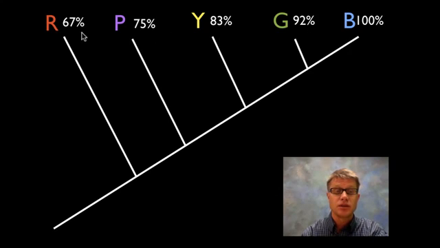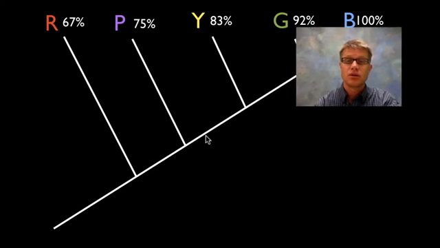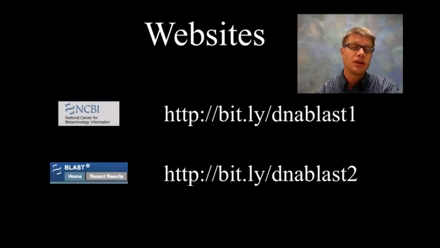In other words, since red is only 67% similar, that means that it diverged from this lineage that eventually goes to the blue. And so when you say that the chimpanzee is 96% the same as the human DNA, what we're looking at is comparing the DNA and saying it's more like that of us than it is like a gorilla or an orangutan.